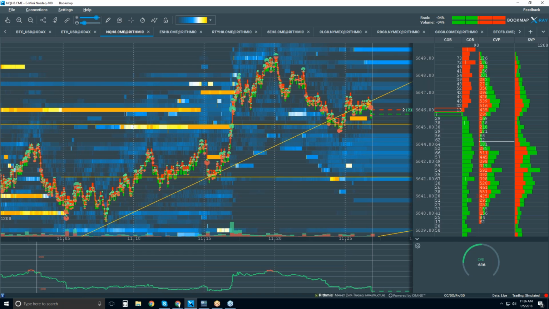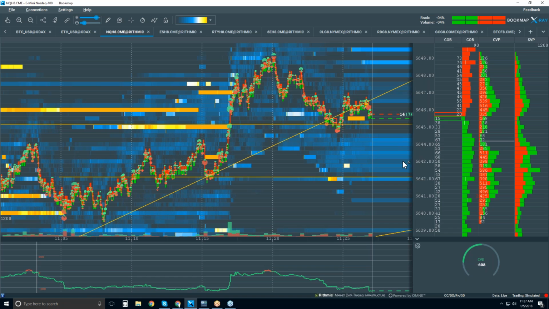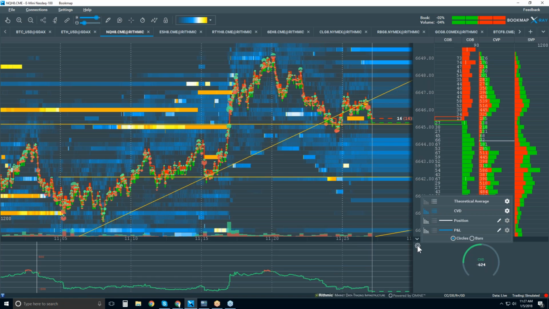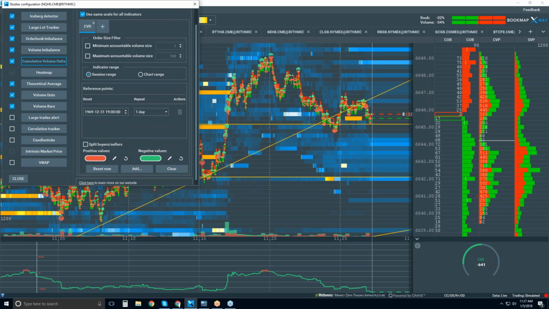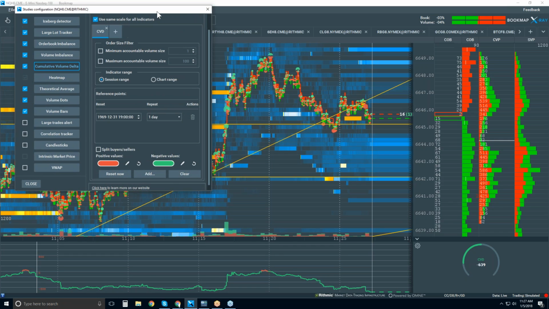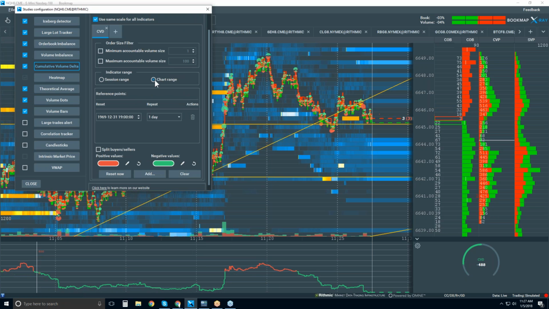All right, let me show you my CVD settings, and we'll see how this plays out here. Well, they already pulled. All right, so we're going to get some back and forth in this area. So let's click on the CVD here, and then select your CVD, and you can click on the sprocket as well, and it'll bring up the settings. Okay, this is what I have. It's just the basic session range. Ooh, okay, you want to look at maybe chart range? I like the chart range quite a bit.